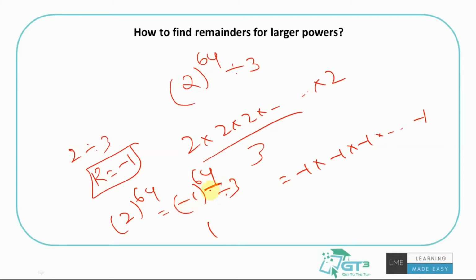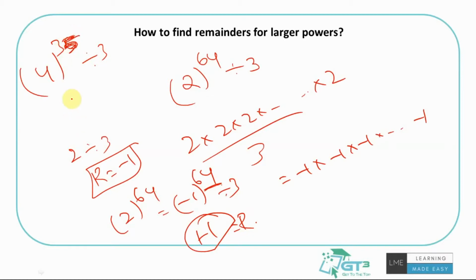Minus 1 into minus 1, 64 times gives me plus 1. So the remainder is plus 1, right? Maybe let's say I take 4 power 35 divided by 3. No, let me take 36. Yeah, anything is fine, right?